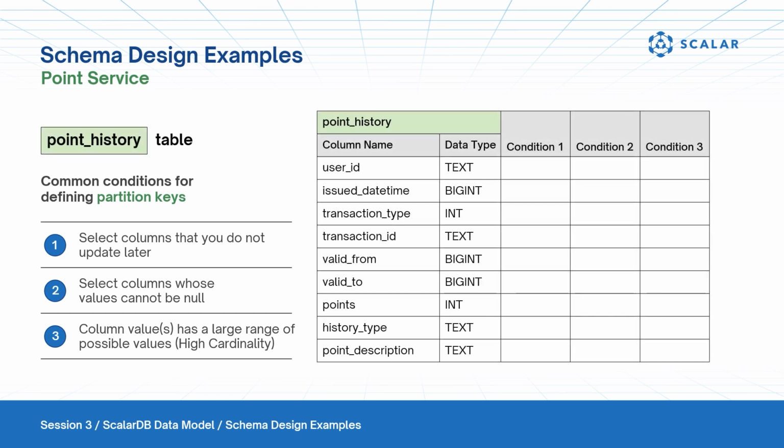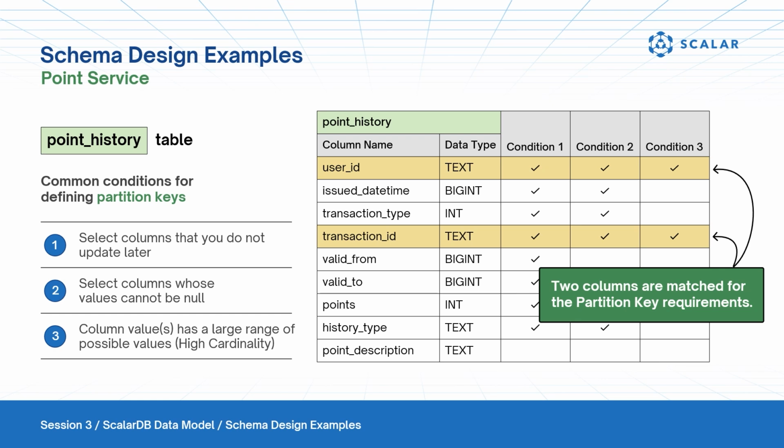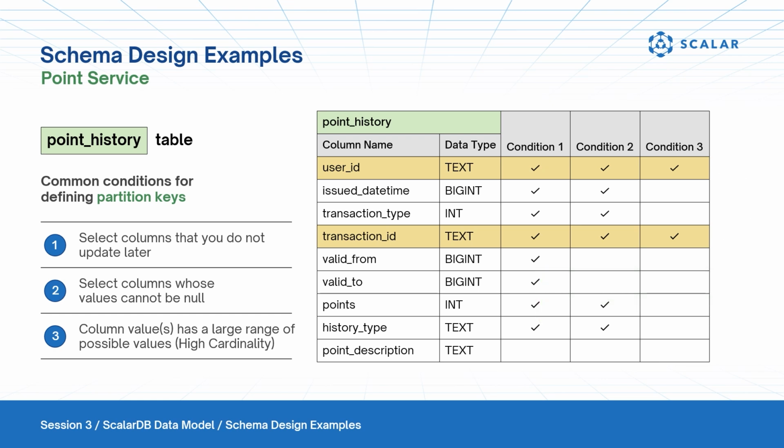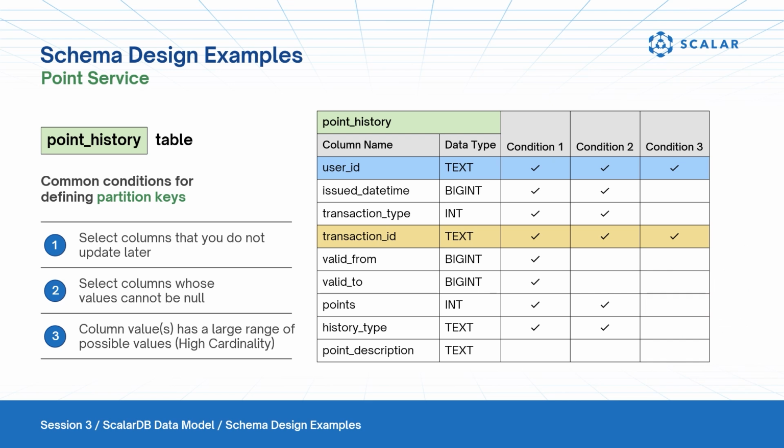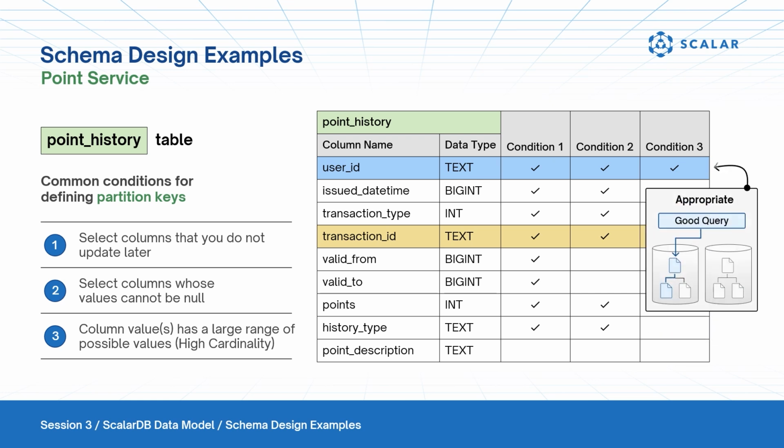Next is the point history table. For this table, not only user ID but also transaction ID meets the partition key conditions as specified. The information in point history is primarily used by users. If we use transaction ID as the partition key, most records for a user are distributed across different partitions. It will be a bad query. If you use user ID as the partition key, all related records will be in the same partition. Therefore, user ID is probably a better choice for the partition key.